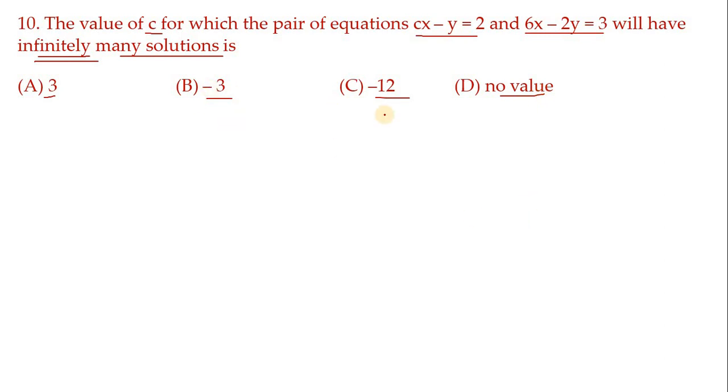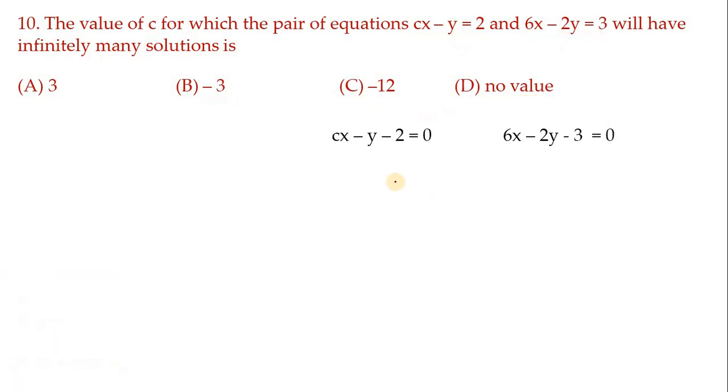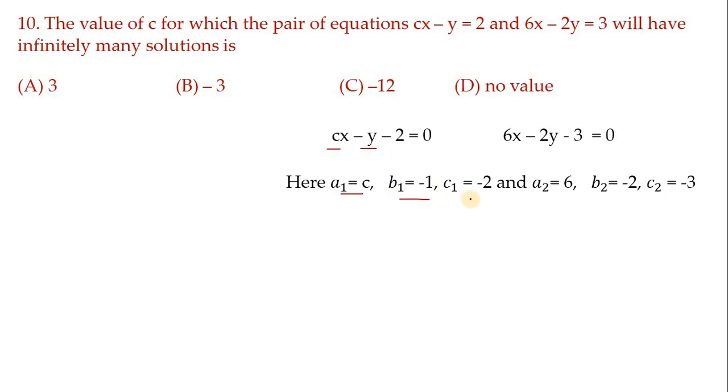First check whether the given equations are in standard form or not. It is not in standard form, hence the 2 you transfer to this side, and here also the 3 is transferred to this side. So we get this equation, and next we get this equation. Let us find the values of a1, b1, c1 and a2, b2, c2. a1 value is c, b1 value is -1, c1 value is -2, and a2 value is 6, b2 value is -2, and c2 value is -3.